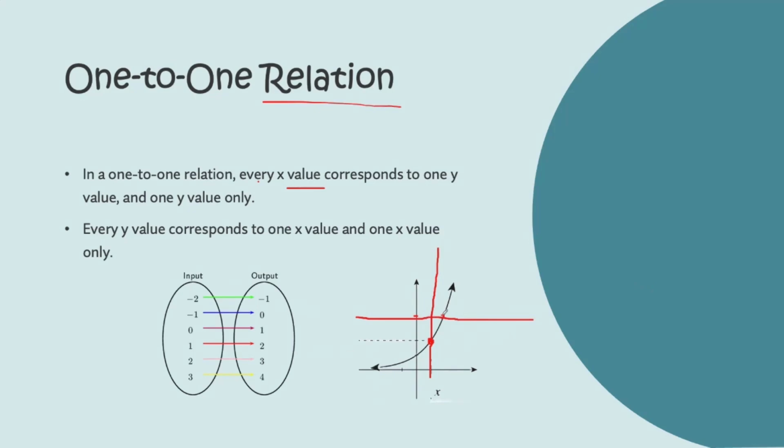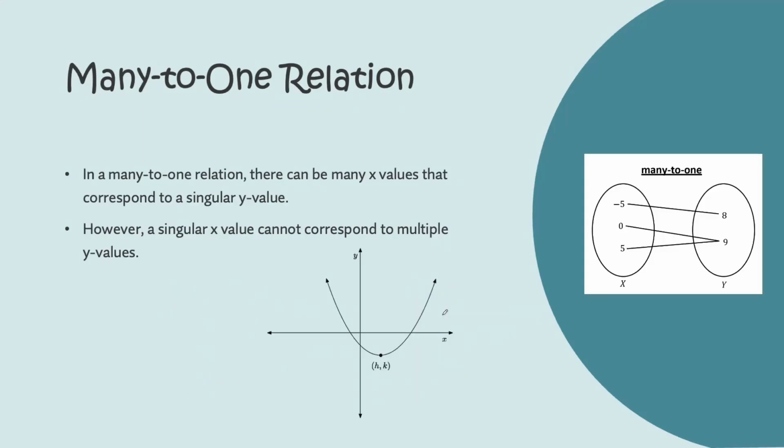When we look at a many-to-one relation, we can have more than one x value that corresponds to a singular y value. However, a singular x value cannot correspond to multiple y values. What do we mean by that? If we look here, we can see that this value of -5 corresponds to A. However, here we have two x values, 0 and 5. They are both corresponding to a y value of 9.